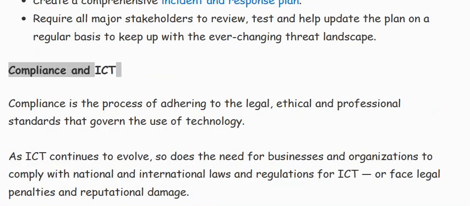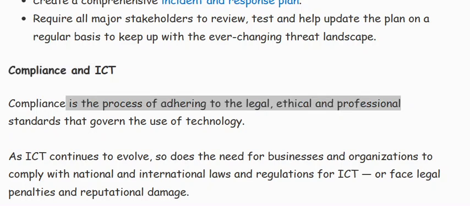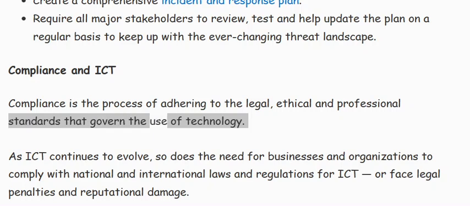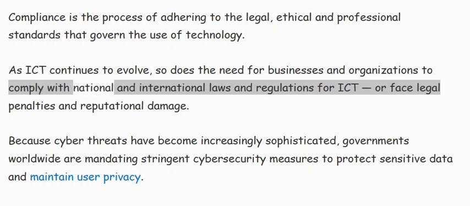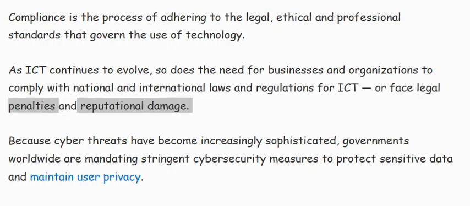Compliance and ICT. Compliance is the process of adhering to the legal, ethical, and professional standards that govern the use of technology. As ICT continues to evolve, so does the need for businesses and organizations to comply with national and international laws and regulations for ICT or face legal penalties and reputational damage.